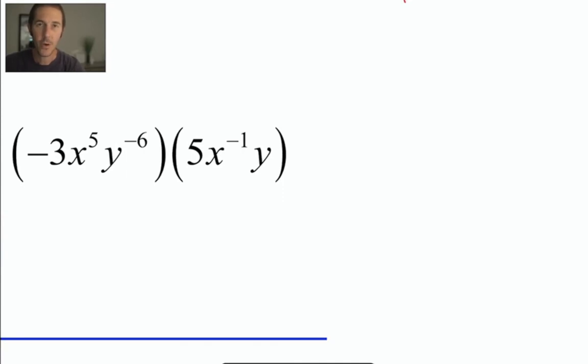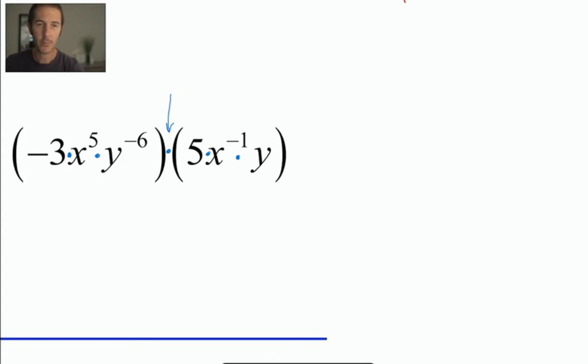This is all multiplication. Between the negative 3 and the x to the 5, there's multiplication. Between the x to the 5 and the y to the negative 6, multiplication. Between these parentheses, which aren't really doing anything, there's multiplication, and multiplication, and multiplication. It's all multiplication. So we can shuffle these things around. You could actually shuffle them around and write them out, or you can just shuffle them around in your mind.